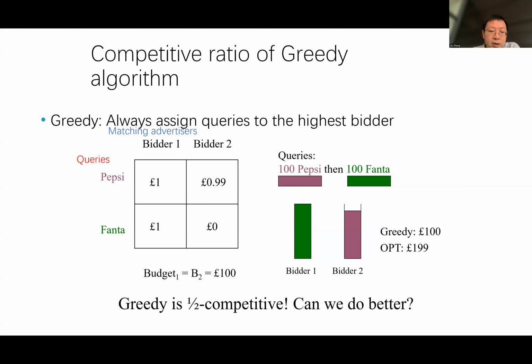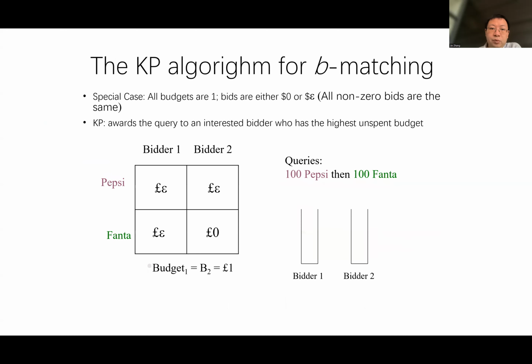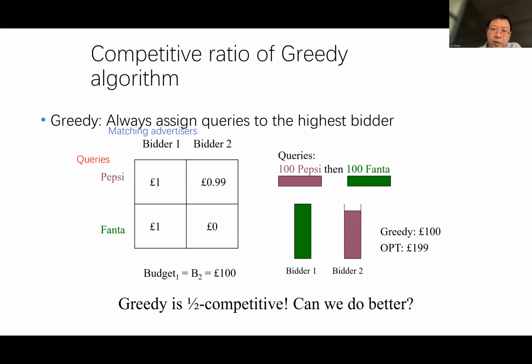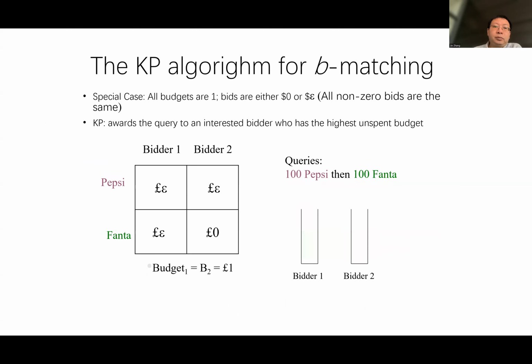So in this case, the greedy algorithm is one half competitive. A natural question that we ask is whether or not we can do better. It turns out that there are more intelligent algorithms that can achieve a higher competitive ratio. This algorithm is called the KP algorithm for the B-matching problem.